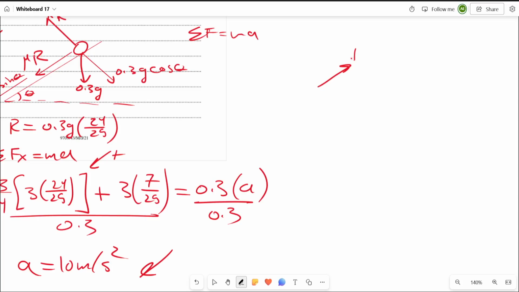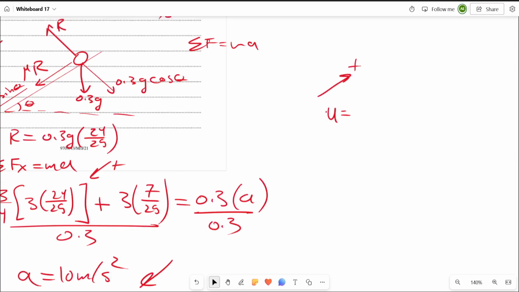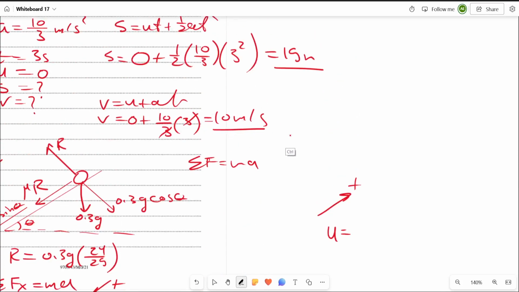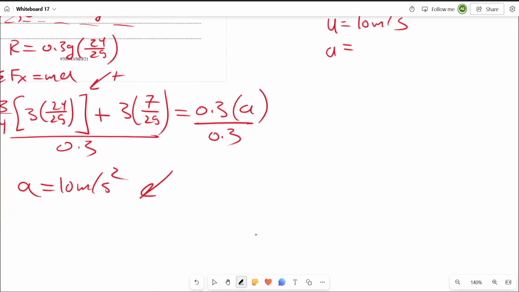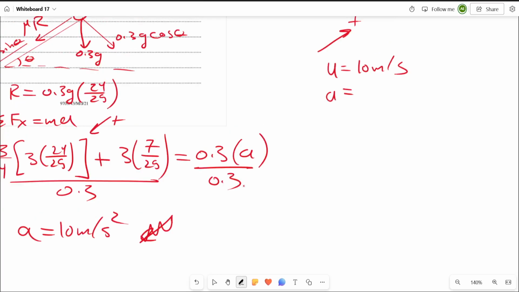Let's take up the slope as positive. So I know that my u, my initial velocity, is going to be what? It's going to be the final velocity from last time, because that's my initial velocity now. It's going to be positive because I'm moving up. Acceleration is pointing downwards, so kinematics wise, did I say I'm going to take downwards as positive? No, I said I'm going to take up as positive. So acceleration is down, so it's going to be negative 10 meters per second squared.